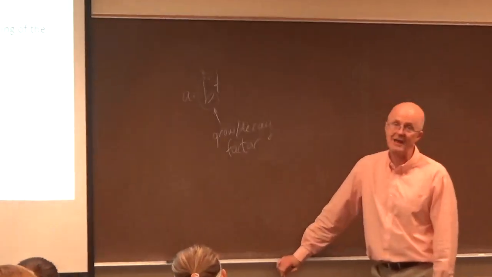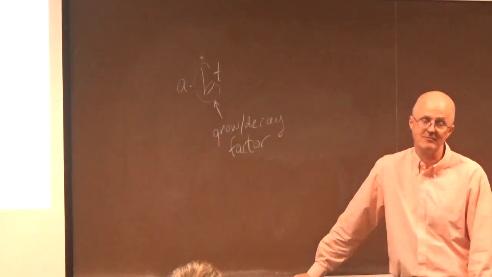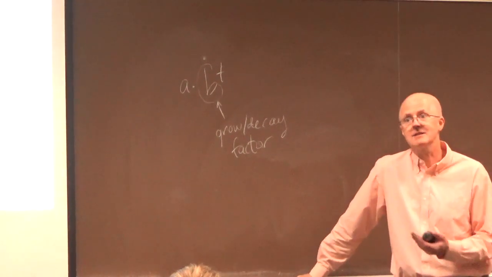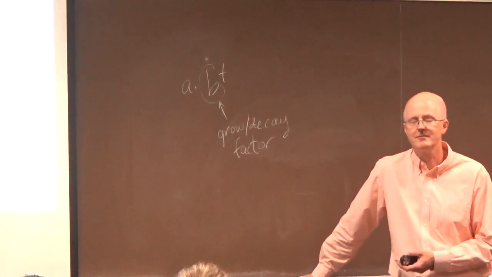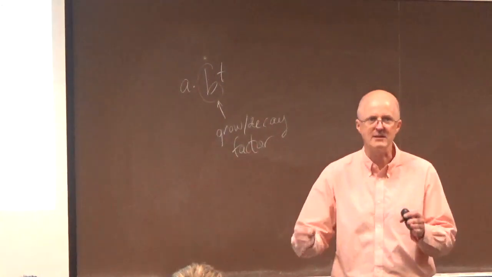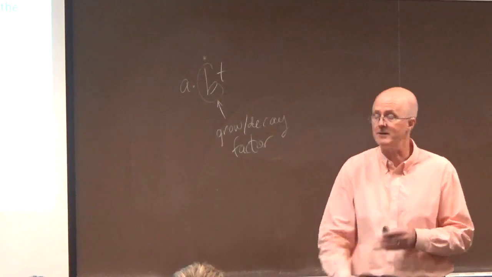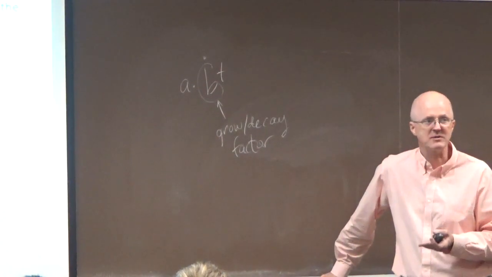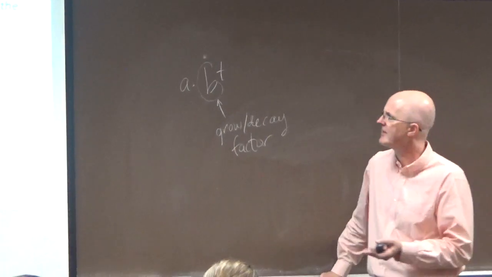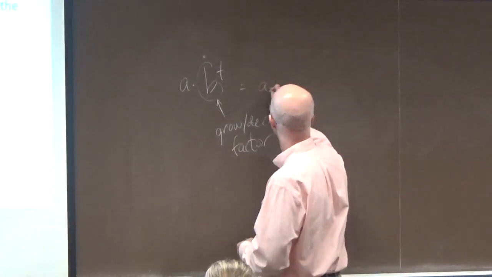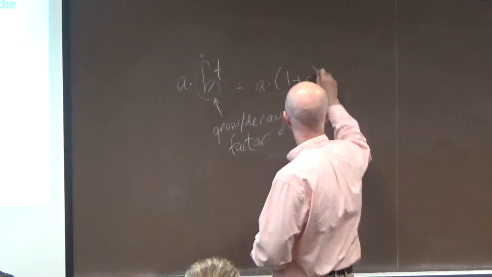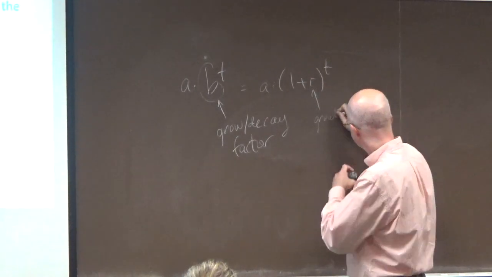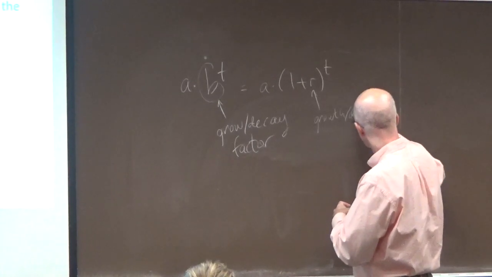Why do I call it growth/decay? Because it can represent either. It's growth if b is bigger than 1, and it's decay if b is less than 1. Technically, you don't want negative b's, so really b is between 0 and 1 for decay. And it's easiest to think about in terms of percentages. That's where the R comes from. R is the growth/decay rate.